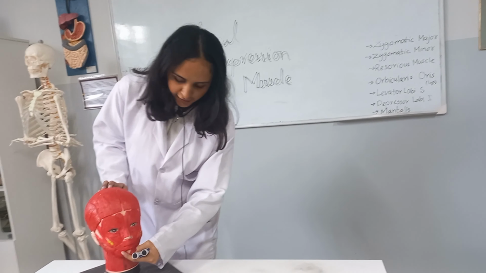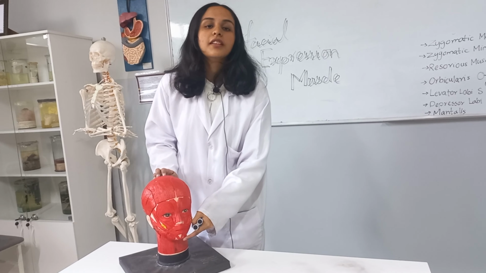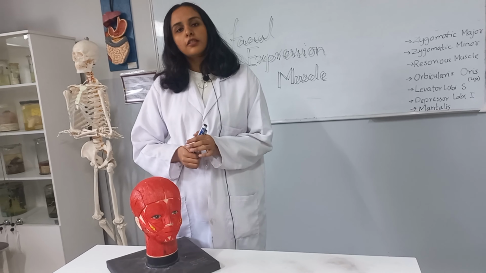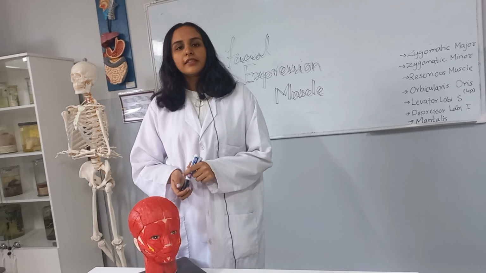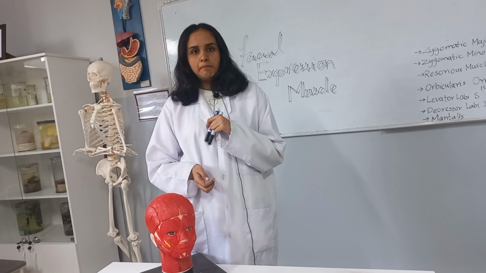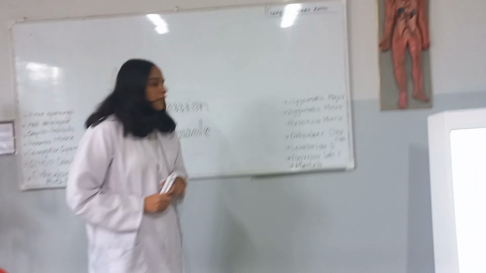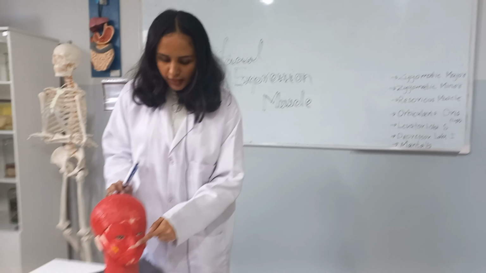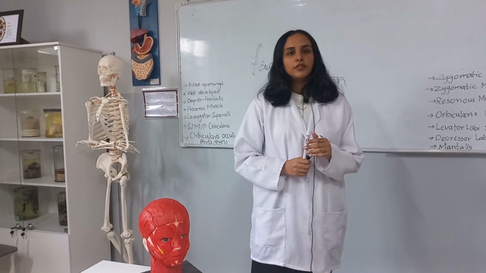And here at our chin there is a muscle called mentalis. It is also called muscle of doubt. It makes wrinkles on our chin like this. Okay, and our last muscle is nasalis. It's the muscle of nose.